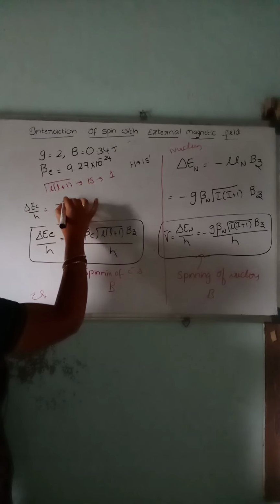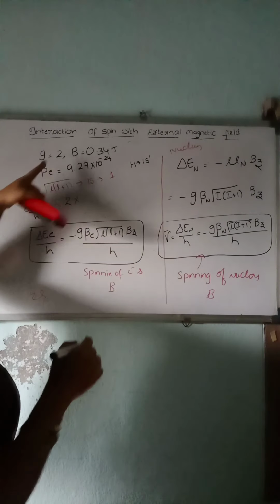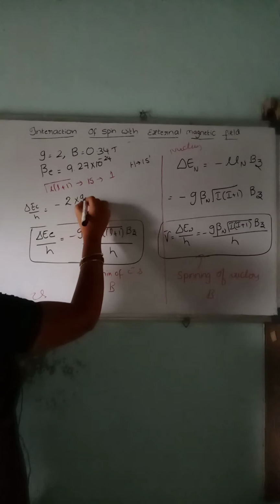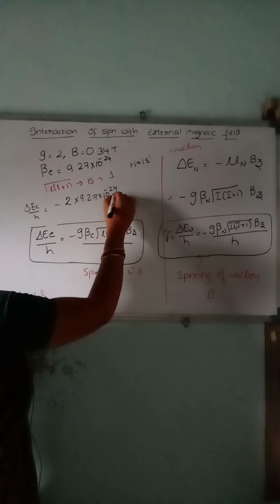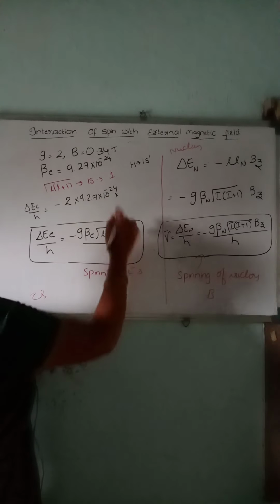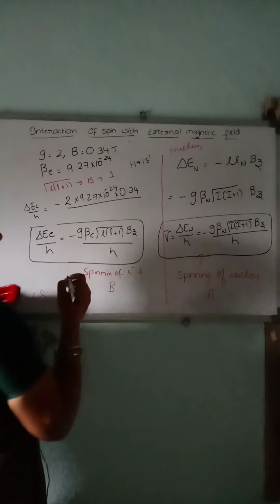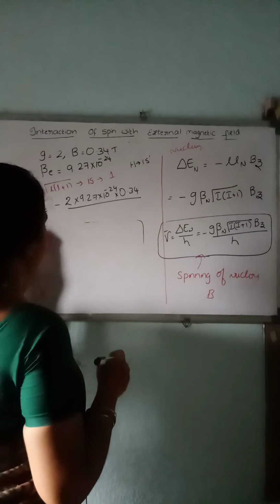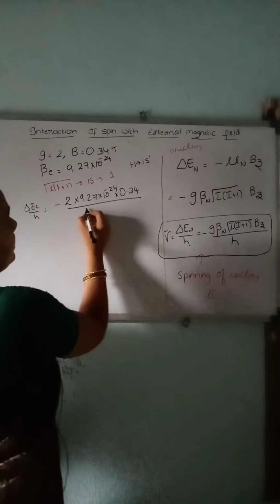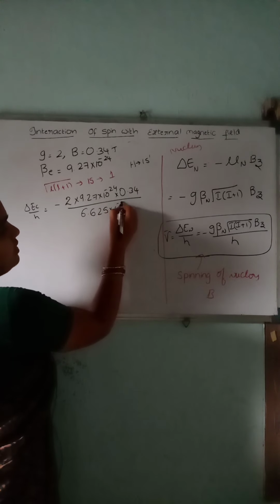the value of g is 2 multiplied by beta e. What is the value of beta e? It is 9.27 × 10^-24, and this value is multiplied by 1. The Bz value is 0.34 Tesla divided by the h value. What is the h value? 6.625 × 10^-34 joule second.